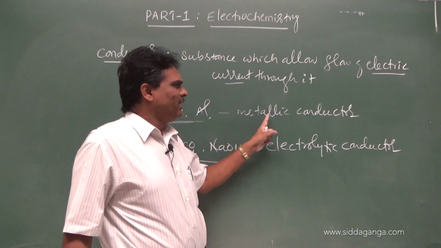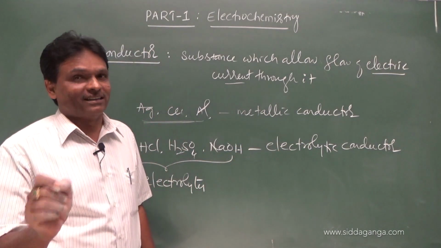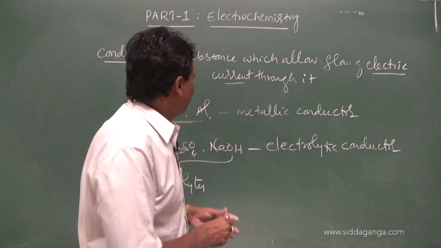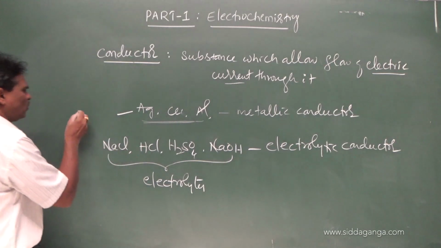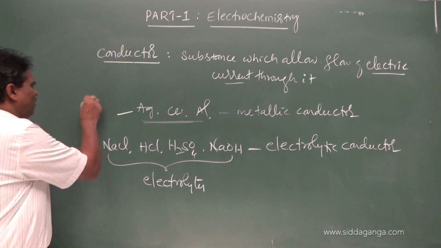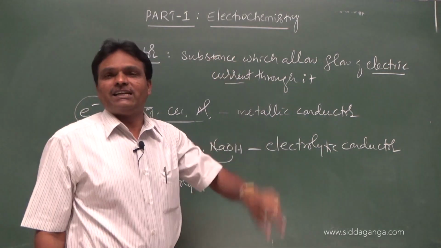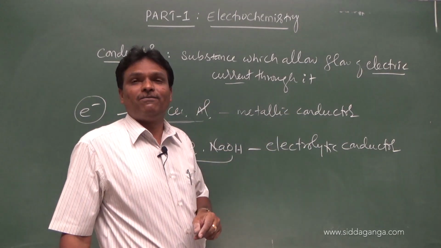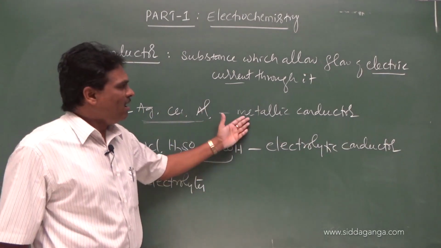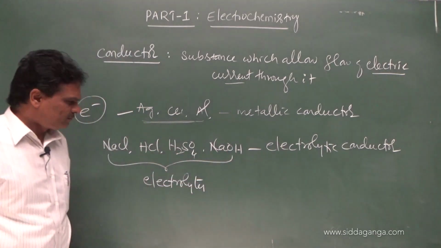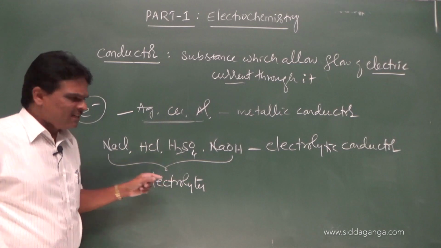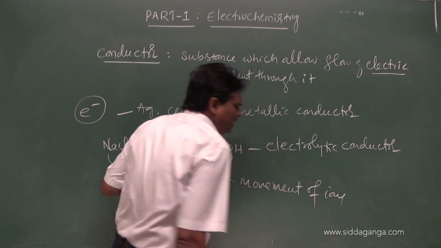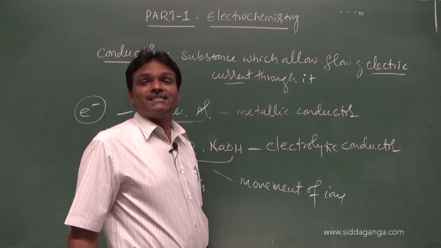Look here, remember this correctly: metallic conductors and electrolytic conductors. A conductor is a substance which allows the flow of electric current through it. But in case of metals, conductivity is due to the movement of electrons. A metallic conductor conducts electric current by the movement of electrons; that is also called an electronic conductor or metallic conductor. But in case of electrolytes, conductivity is due to the movement of ions. In case of electrolytes, ions are responsible for the passage of electric current.